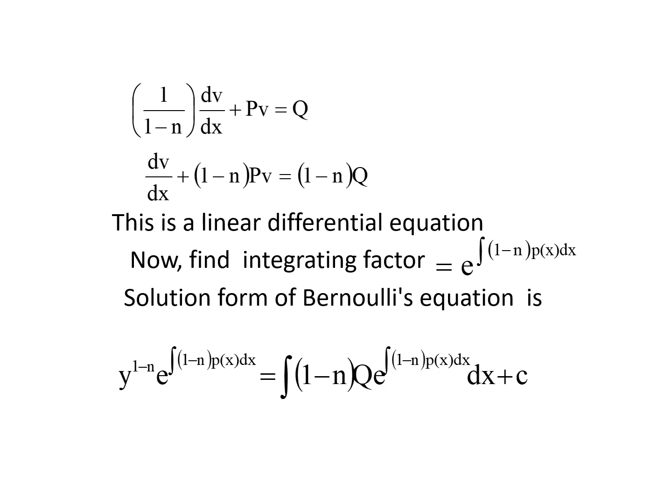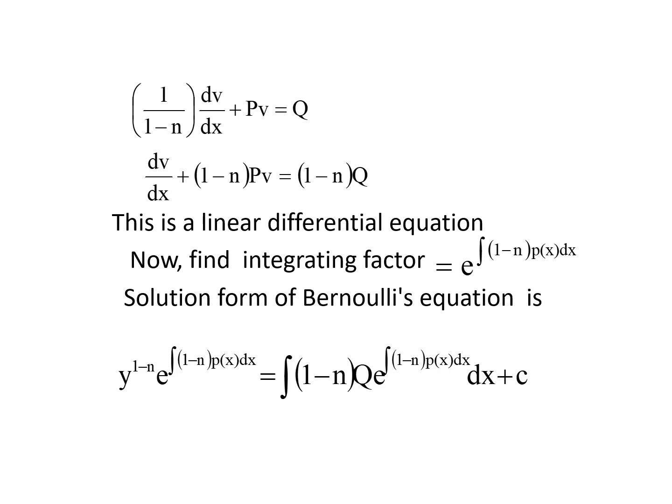In the previous slide we already got this line, that is 1 by 1 minus n into dv by dx plus p into v is equal to q. Move on to the next line. What we did in this line is multiply it by 1 minus n on both sides. Then the above equation becomes dv by dx plus 1 minus n into pv is equal to 1 minus n into q. Now this equation looks like a linear differential equation.